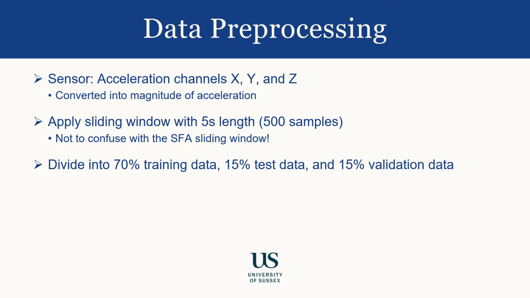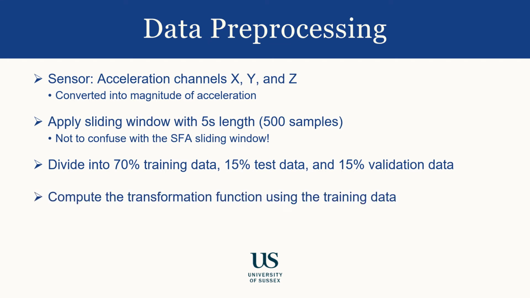We use the training data to learn the weight vector for the transformation function, and then we extract the slowest feature of each window. Such a feature will then be one data sample in the classification task. As baseline, we skip this and just use the magnitude signal window as data sample.